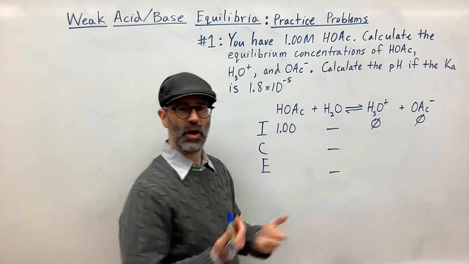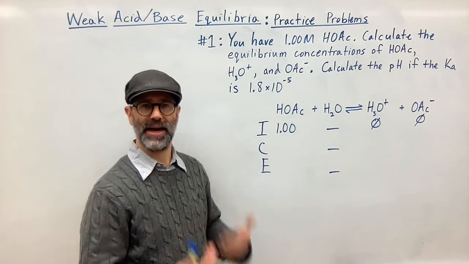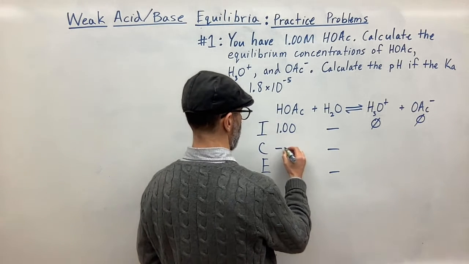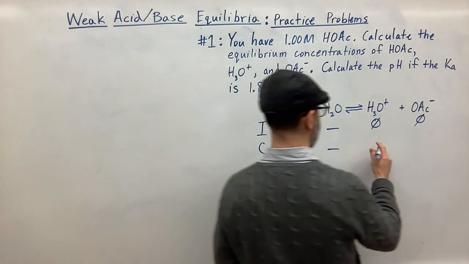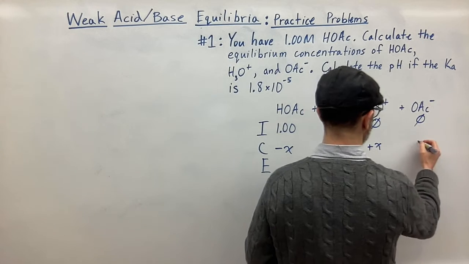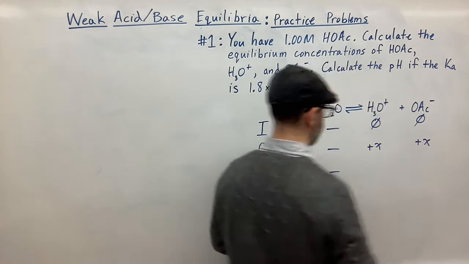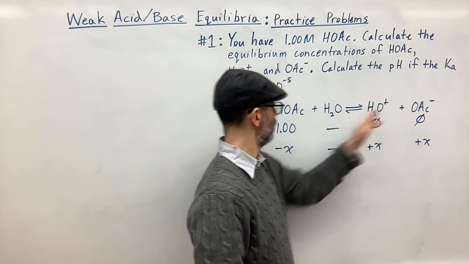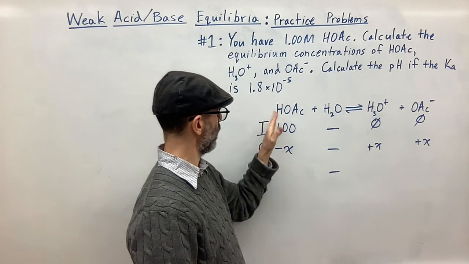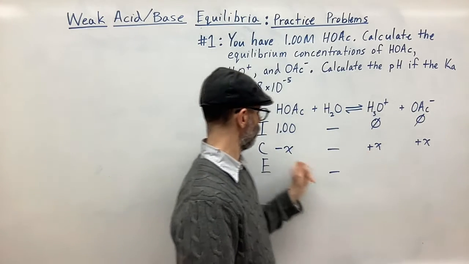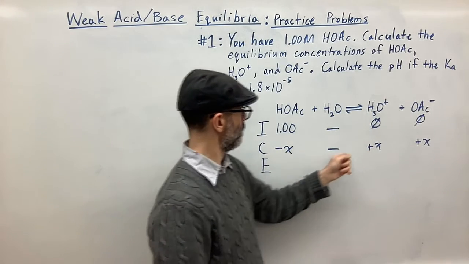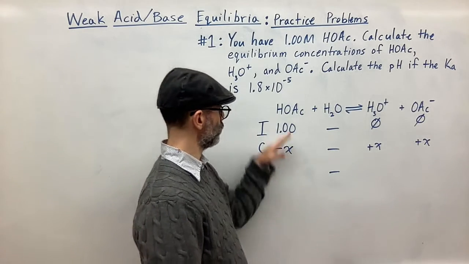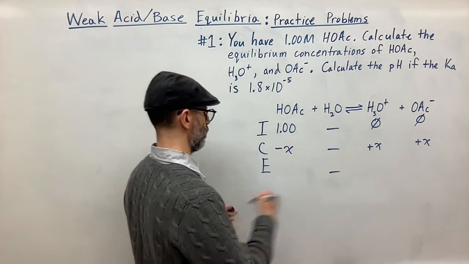So what amount is that? We don't know, so we're going to use X to indicate the amount. Here we're going to lose an X amount, and here we're going to gain an X amount. And again, we want to make sure we're using our stoichiometric amounts. The balanced equation gives us a 1:1:1 ratio. So here we have minus 1x, plus 1x, plus 1x. And then for our equilibrium, we're just going to add these two together.